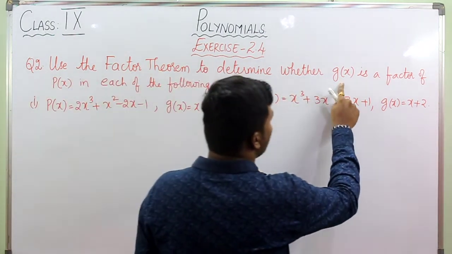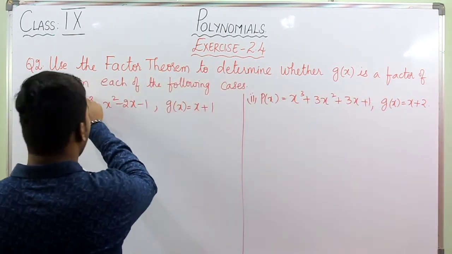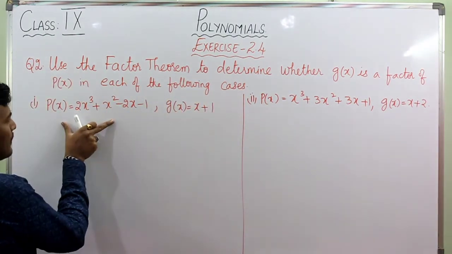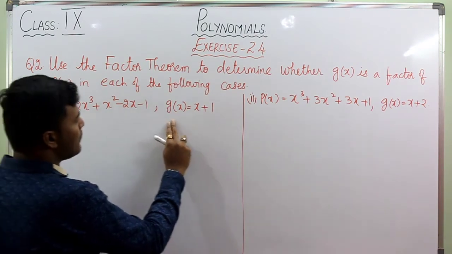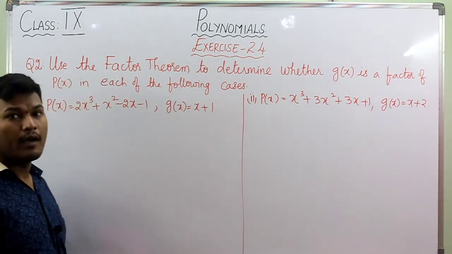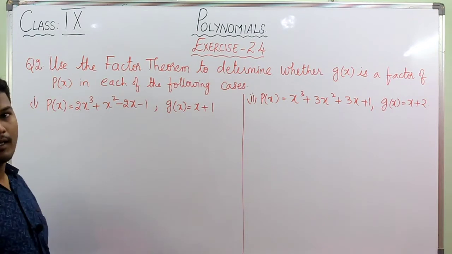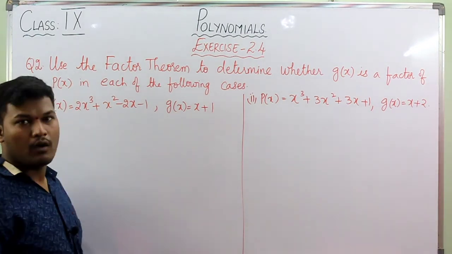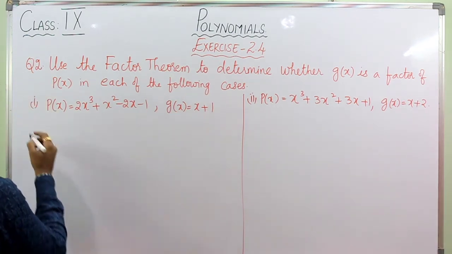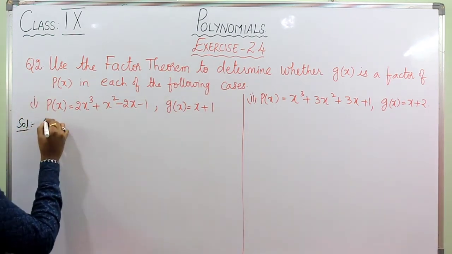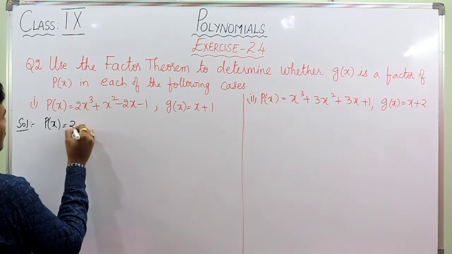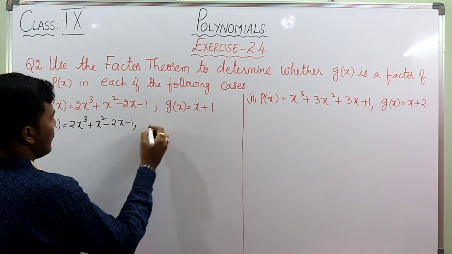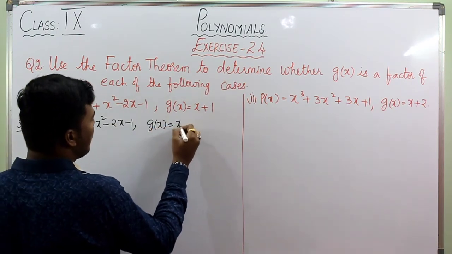determine whether g of x is a factor of p of x in each of the following cases. So here he has given us different p of x values as well as different g of x values. Now we have to verify the factor theorem and check whether they are the factors of the given p of x or not. So first, let us consider p of x, already given to us as 2x cube plus x square minus 2x minus 1, and g of x is x plus 1.